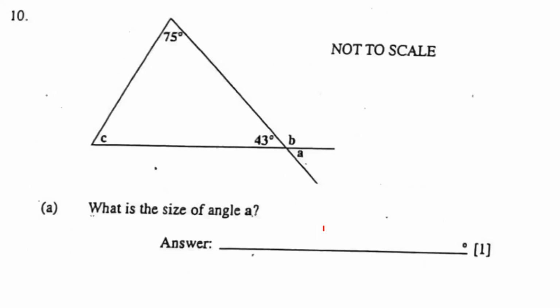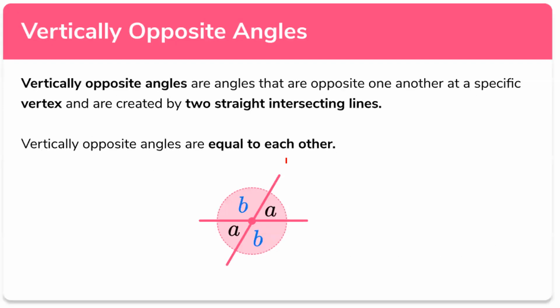So let's move on to question number 10. What is the size of angle A? We have angle A here. Let's consider this particular concept: vertically opposite angles. We know that vertically opposite angles are angles that are opposite one another at a specific vertex and are created by 2 straight intersecting lines. It's very important to note that vertically opposite angles are equal to each other.